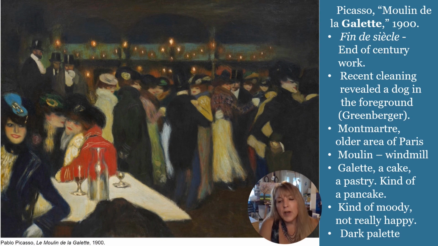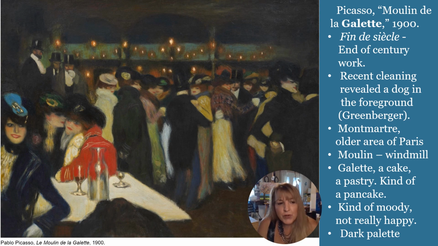And part of Montmartre is the Moulin Rouge, the Red Windmill. And so this is a dance at the La Galette. Galette was a kind of a pancake, so it's kind of a pancake house. It was a pastry of sorts, and it was something that was served in this area of Paris. And Renoir, of course, also had a painting that was Dance at the Moulin de la Galette.